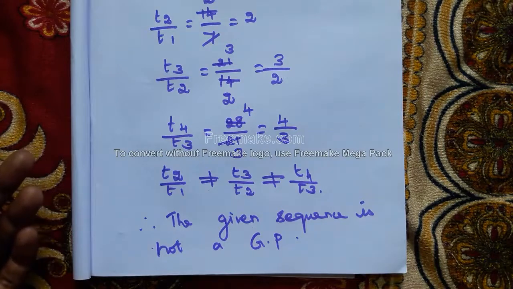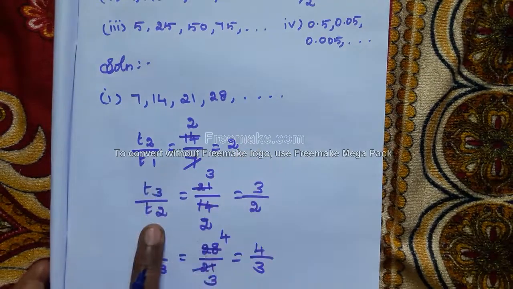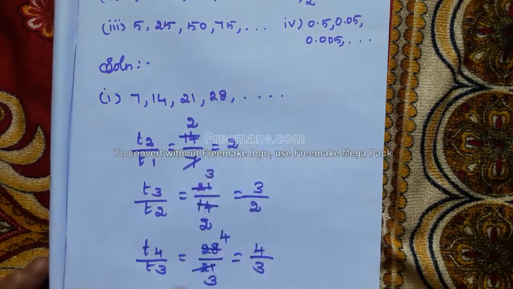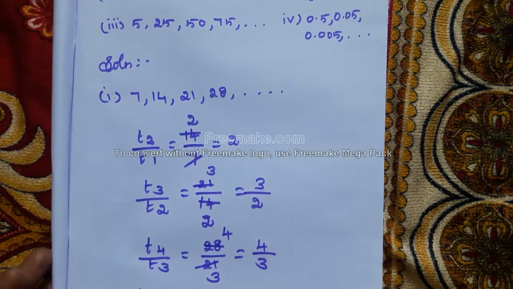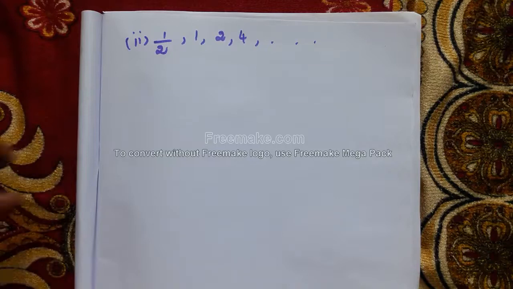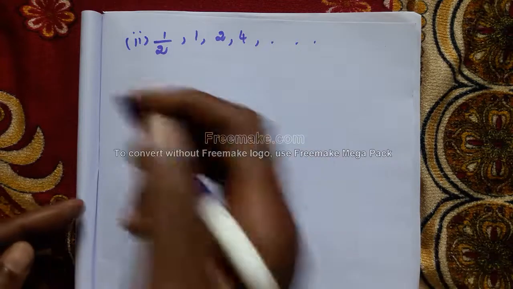Any doubt? Okay, first we check T2 by T1, which is equal to 2. Next T3 by T2 is 3 by 2. Next T4 by T3 is equal to 4 by 3. It is not equal. Therefore, the given sequence is not a GP. Next problem: 1 by 2, 1, 2, 4, etc. We have to check whether it is a GP or not.